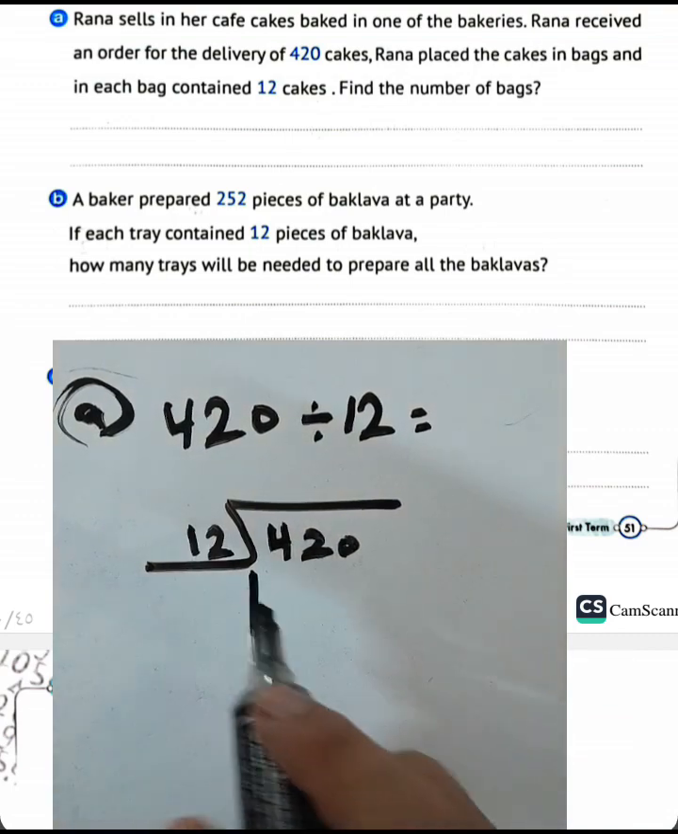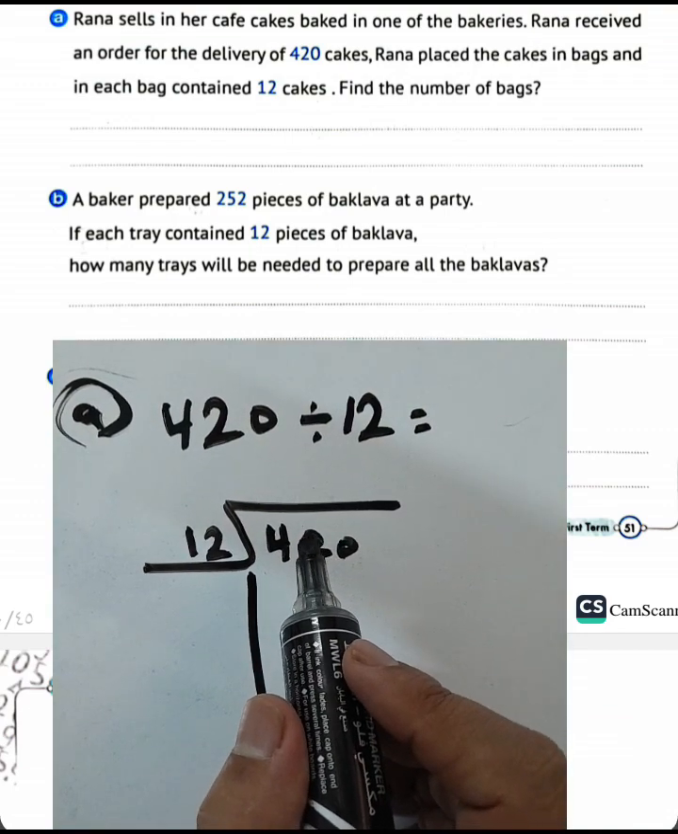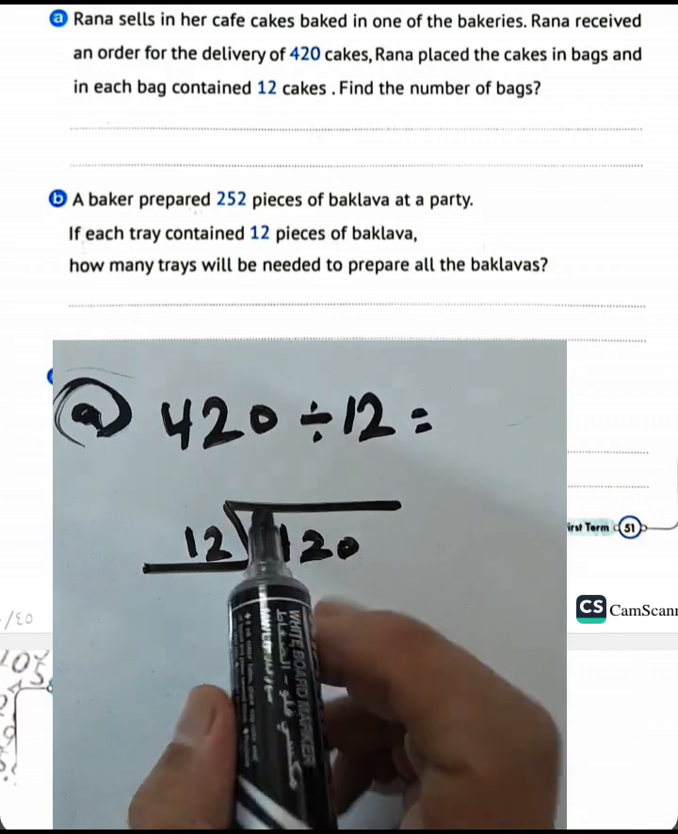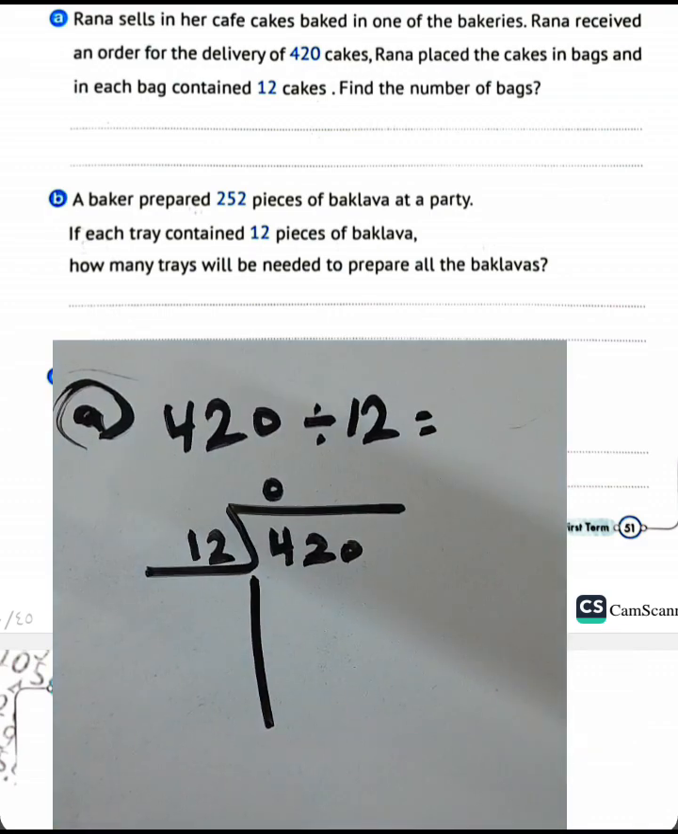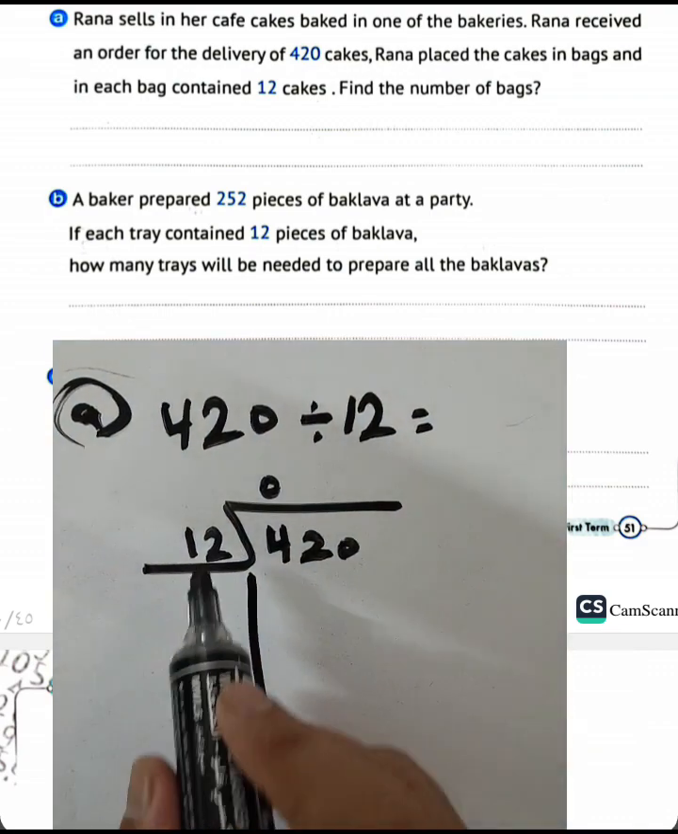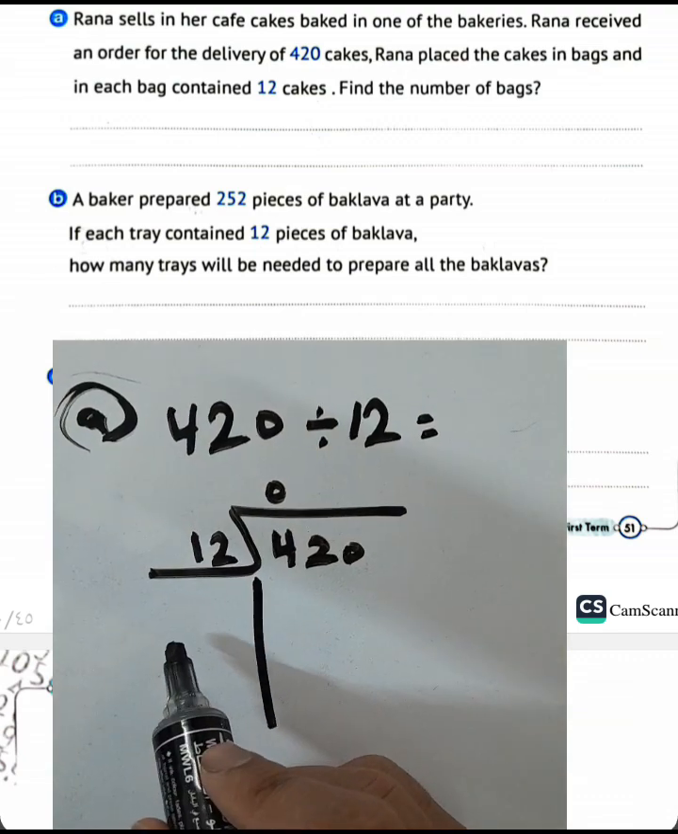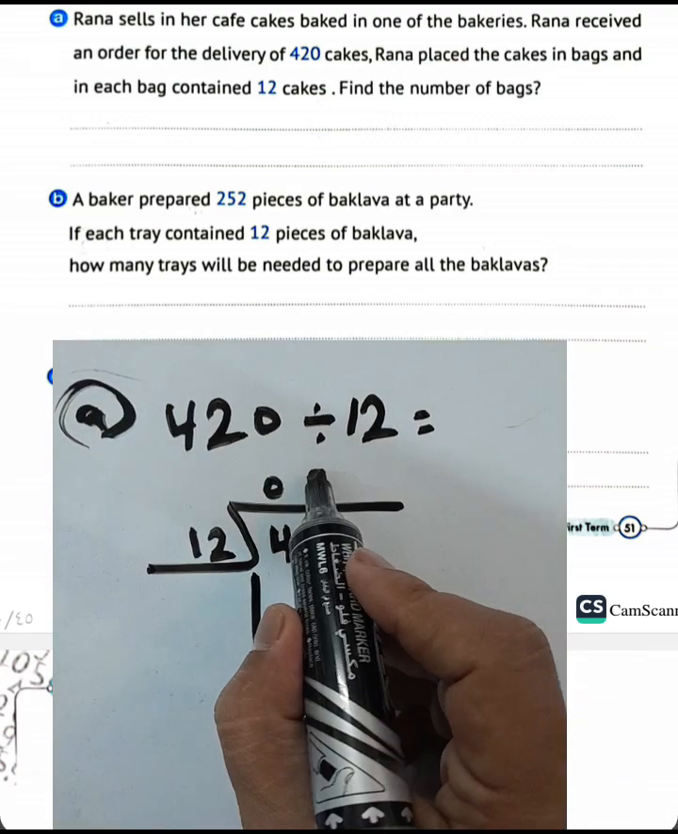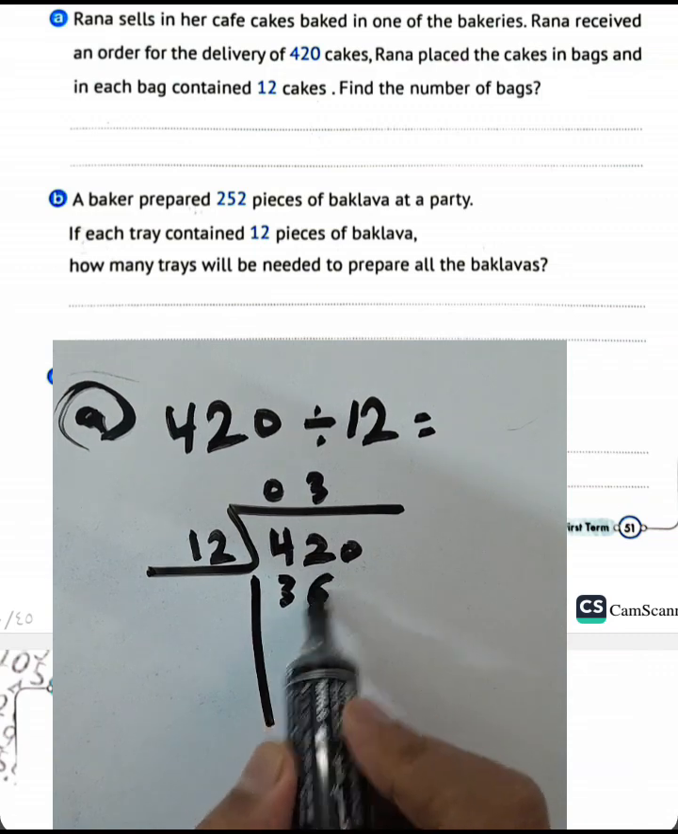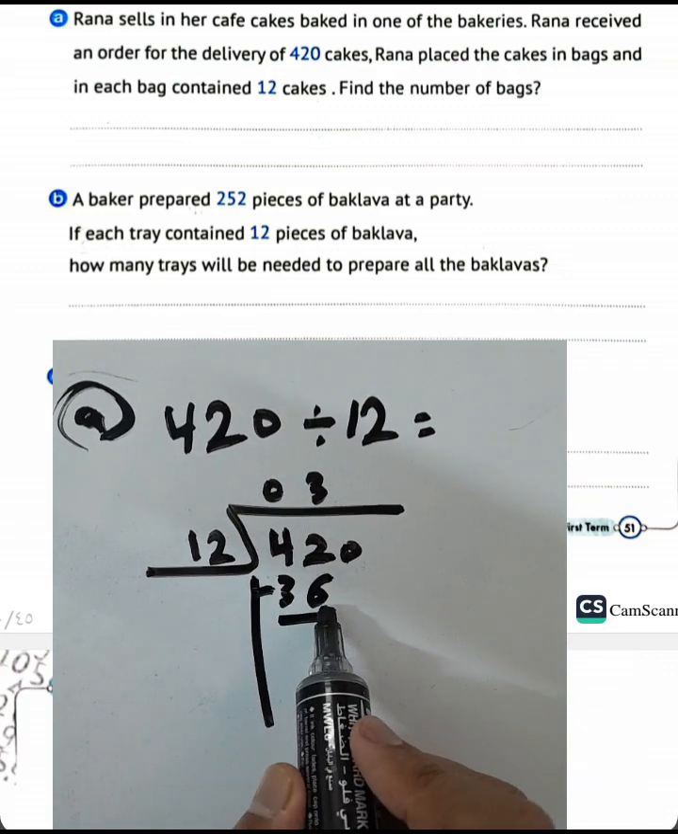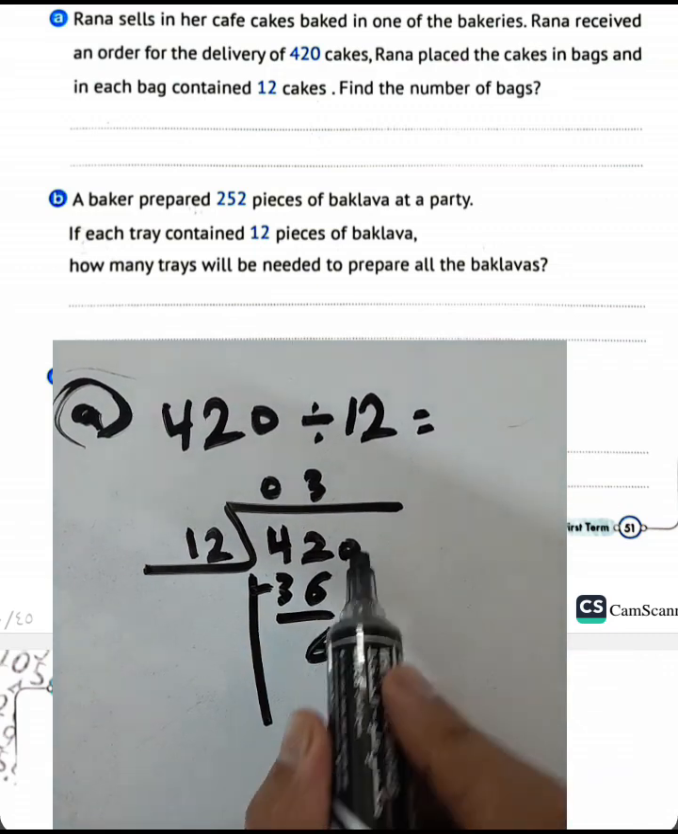24 divided by 12 equals what? 42 divided by 12. We know 4 divided by 12 we can't do, so 3 times 12 equals 36. It's the nearest to the number. Find the difference: 42 minus 36 equals 6, and then drop 0.